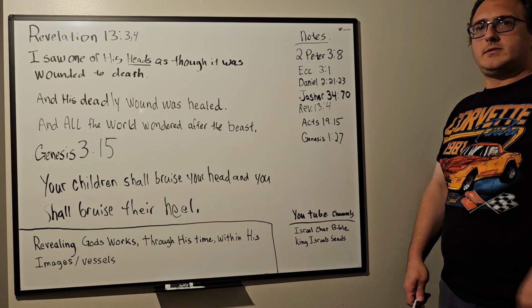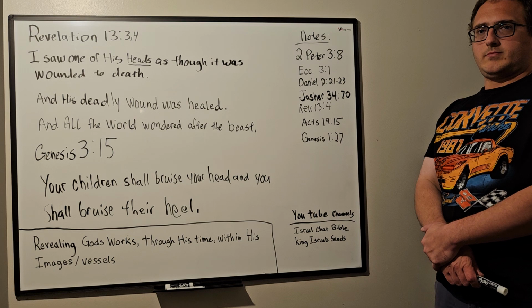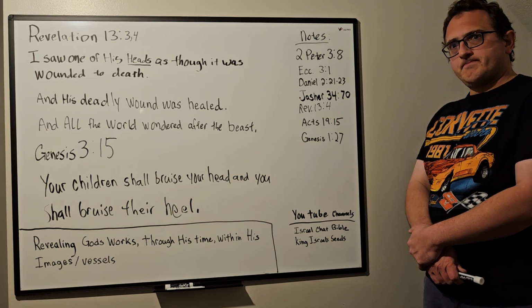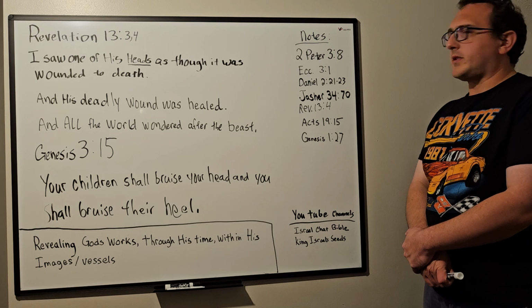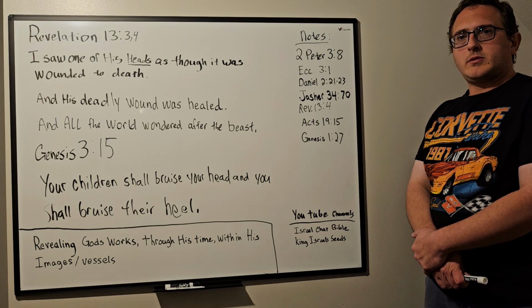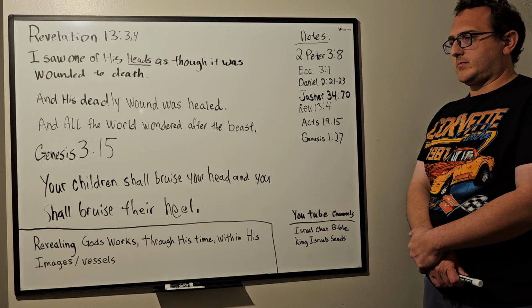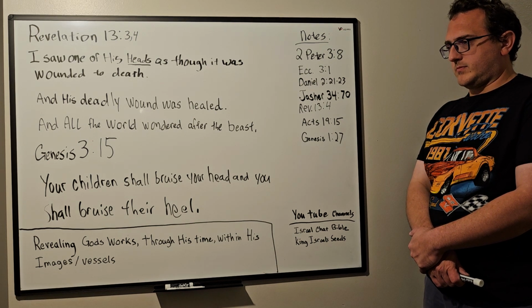Ecclesiastes 3:1. To everything there is a season and a time to every purpose under the heaven. Is there any more after that? The next verse is a time to be born, a time to die, a time to plant, a time to pluck up that which is planted. And then it keeps going.